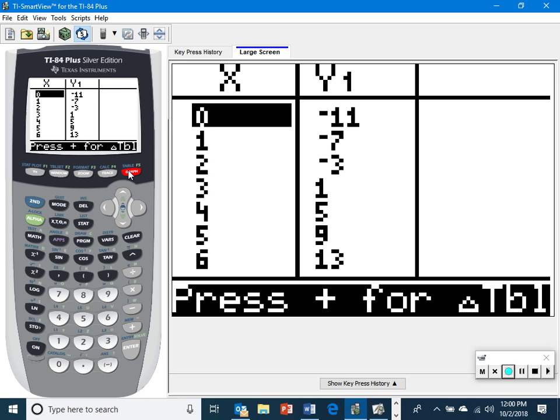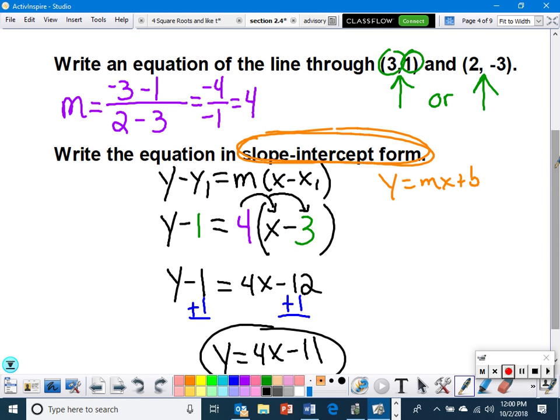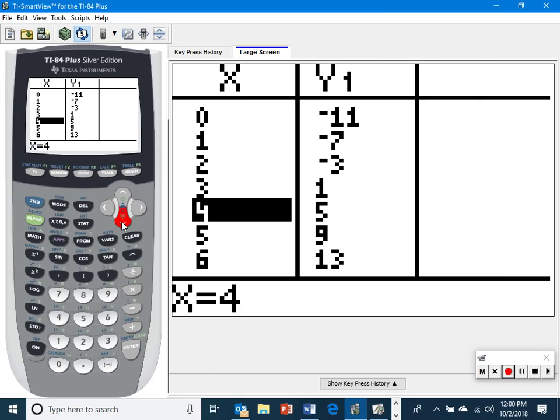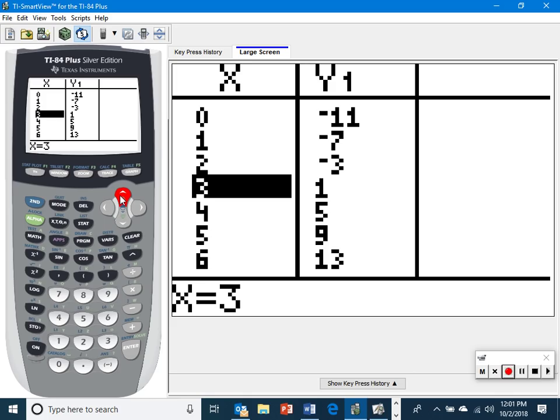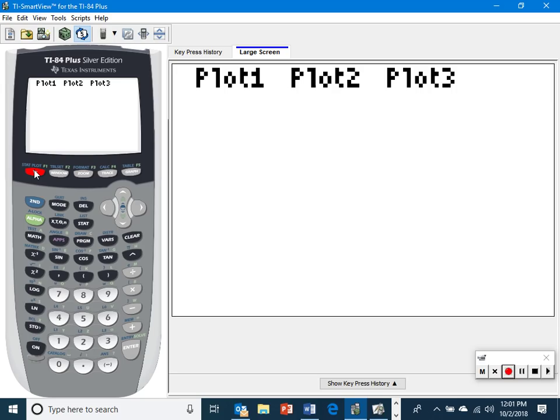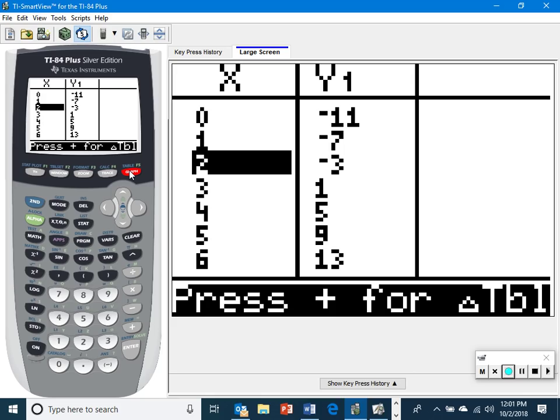Now, let me go back to this other screen here for a minute. So we've got the ordered pairs 3, 1 and 2, negative 3. Well, let me go to the calculator. So 3, 1 is right there, and the other one was 2, negative 3. Yep. So right here, I can verify that that equation is correct. Again, I typed it in my y equals, then I went second graph, which is the table, and I can see that those two ordered pairs are in there.